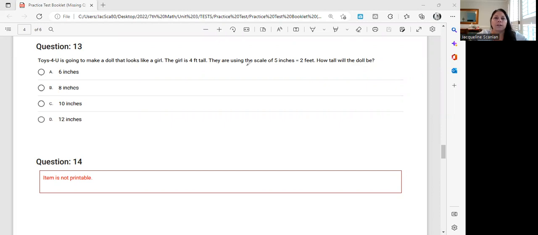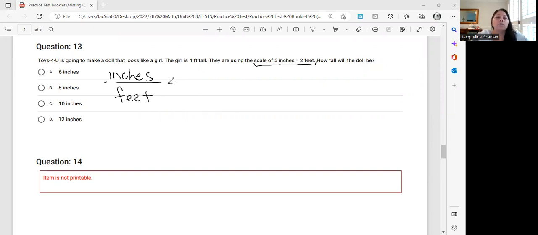All right, ladies and gents, we are now working with scale drawings. We are given a scale, which is the same thing as a ratio, a comparison of two numbers. They are comparing inches to feet. I just grabbed that from that part of the problem that says the scale of 5 inches equals 2 feet is being used, so I put inches over feet.